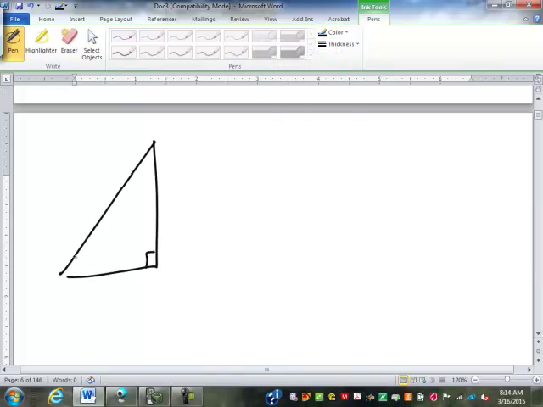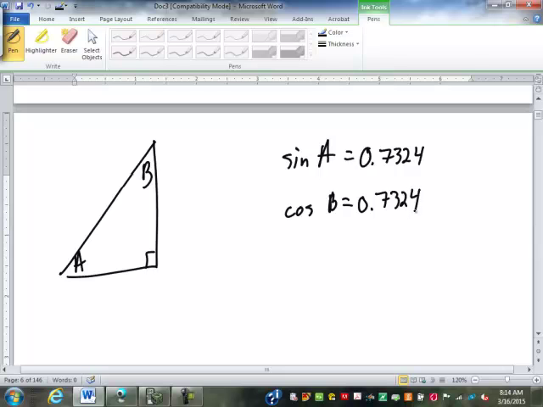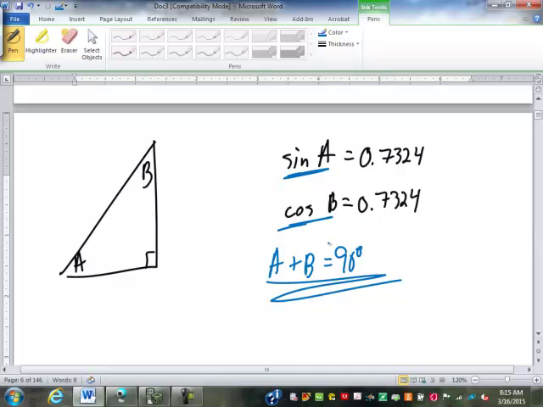or any right triangle, I should say, if this is angle A and this is angle B, if I know the sine of angle A, let's just throw a number out there. First of all, the sine is always going to be between 0 and 1. So let's just put 0.7324 is the sine of that angle, of angle A. Any guesses what the cosine of angle B is going to be? 0.7324. Because A plus B adds up to 90 degrees. They're complements. Because they're complements, the sine of one has to equal the cosine of the other.